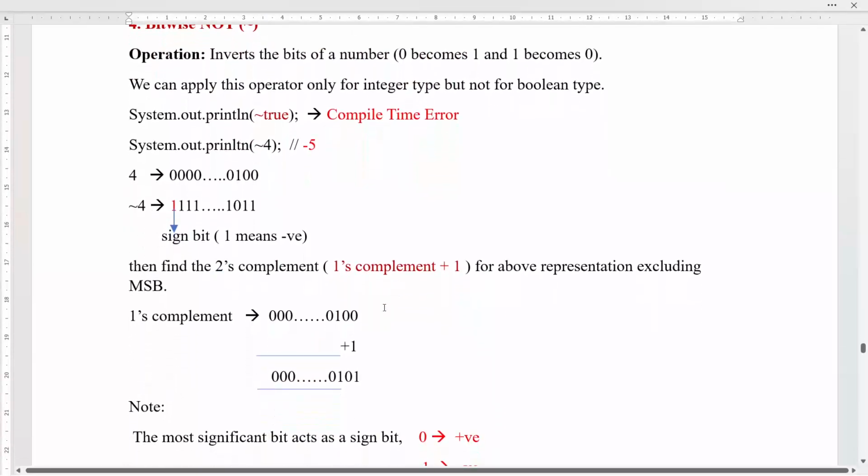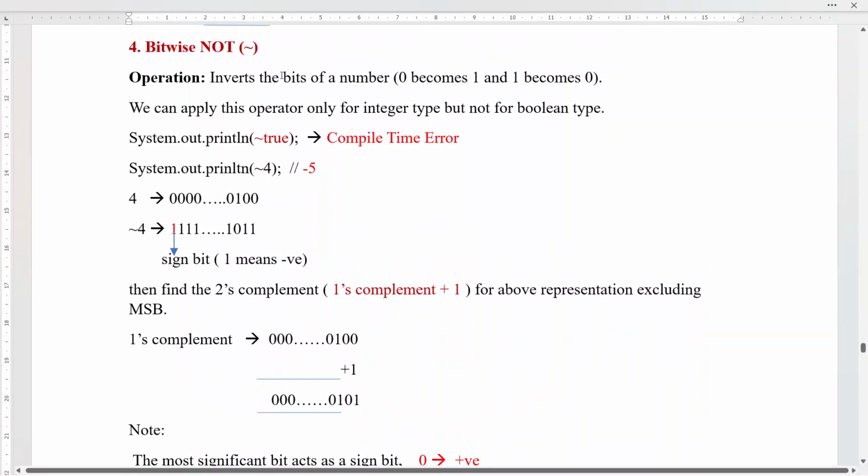So let's go for the NOT operator. NOT operator inverts the bits of a number. That is, 0 becomes 1 and 1 becomes 0. We can apply this operator only for integer types, not for Boolean types. For example, not true raises a compile time error, because we should not apply the NOT operator for Boolean types.